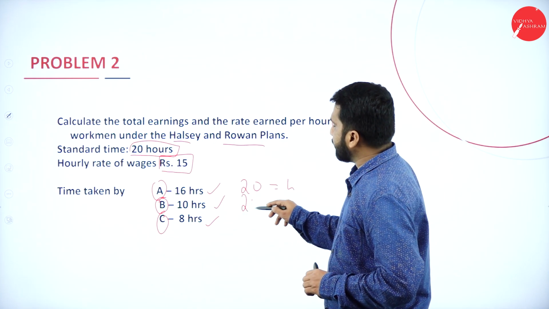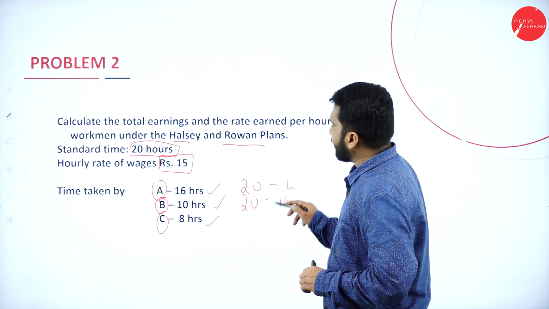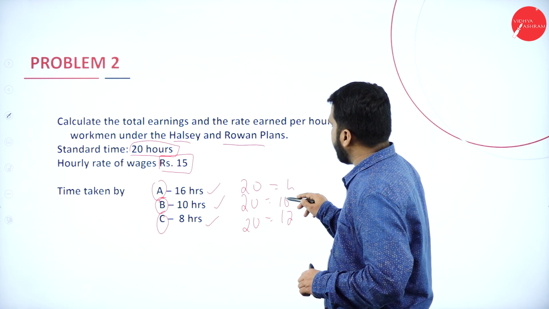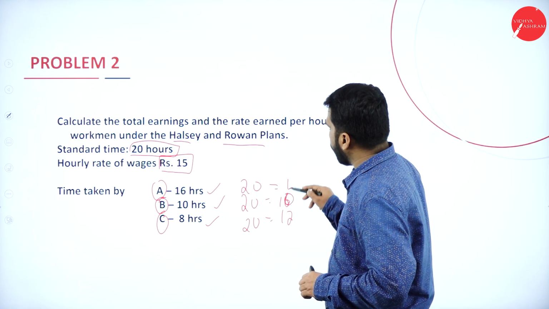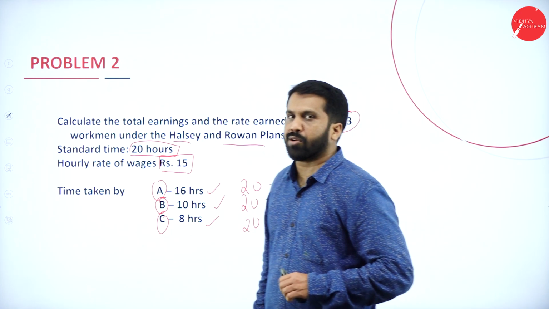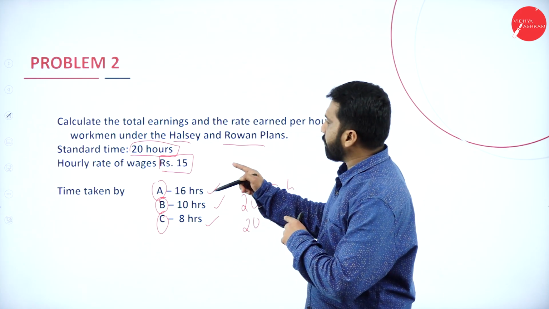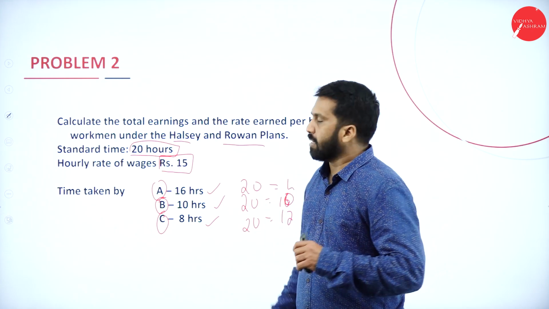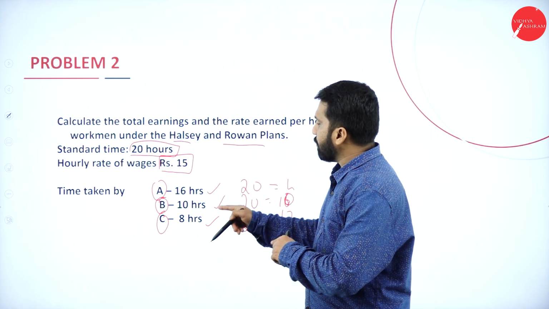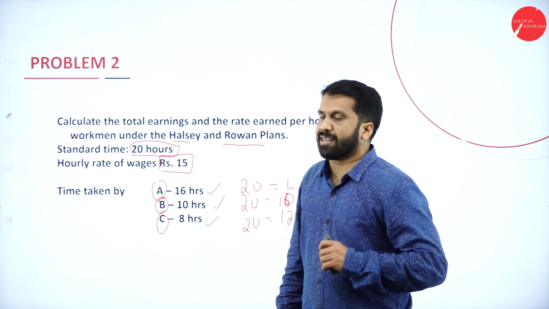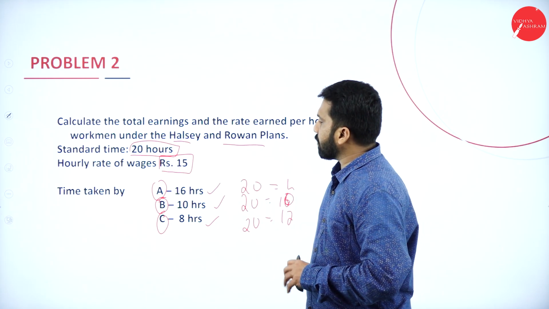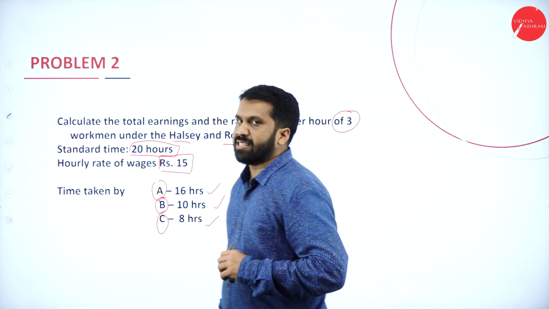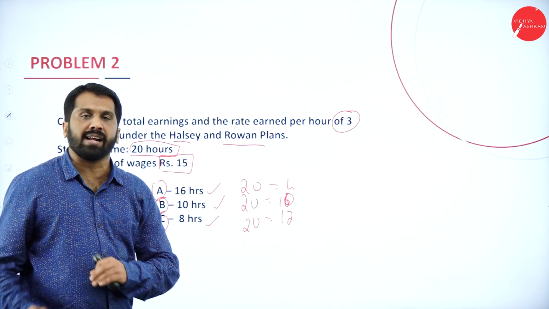The second person has saved 10 hours, and the third person saved 12 hours. So 4 hours, 10 hours and 12. See, they have given 20 hours to complete, but he has completed in only 8 hours. They have given 20 hours, but he has completed in only 10 hours. They have given 20 hours, but he has completed in 16 hours. This is the information they have provided.